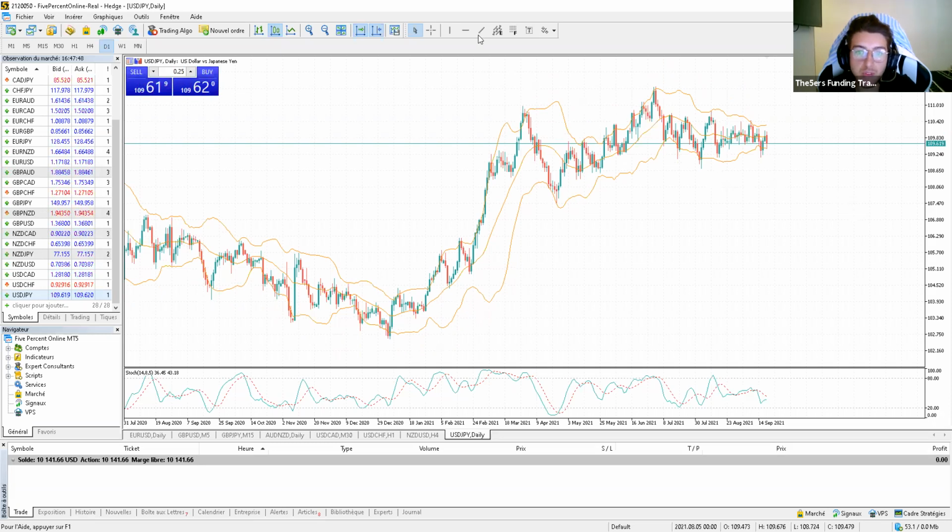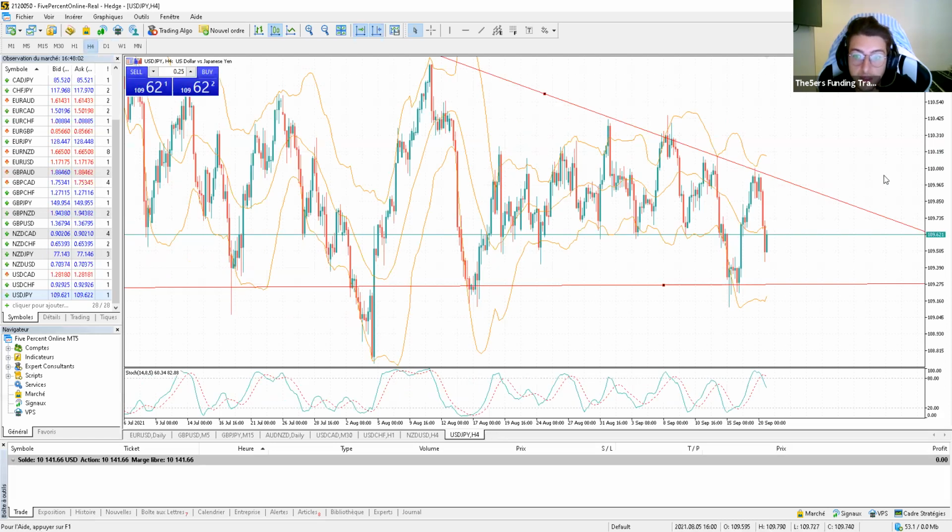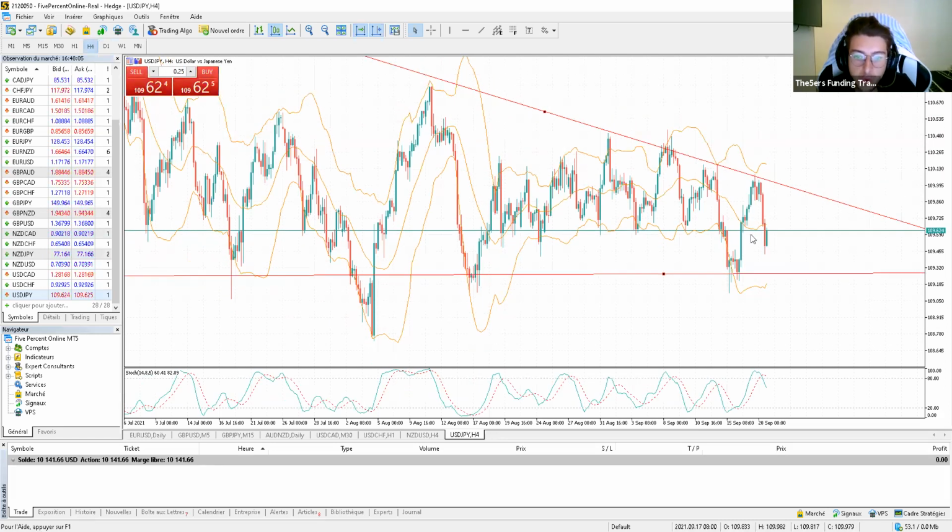I don't know if there is a lot to say here. The market is starting to, you have this very low volatility here. The market is starting to consolidate, doing that kind of triangle on the daily. On the H4 this is very good if you know how to trade with the Bollinger Bands and stochastics.